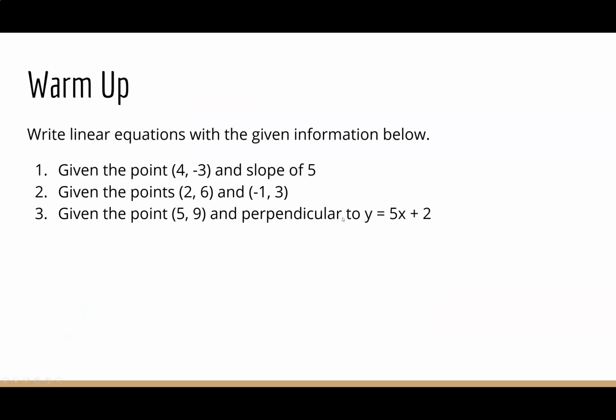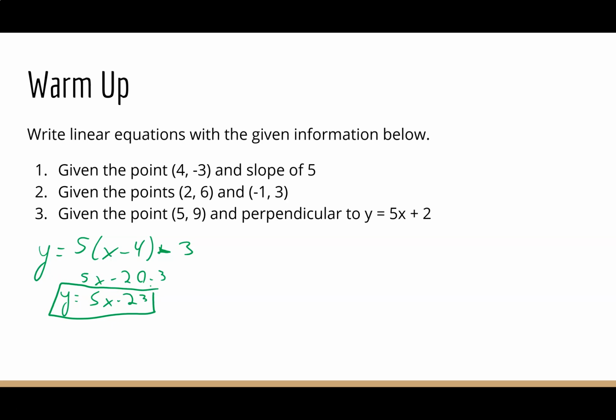First of all, let's go over a quick warm-up from the writing equations that we did during the last lesson. So write linear equations with the given information below. Given the point (4, -3) and slope of 5. So given a point and a slope, we jump straight to point-slope format or formula to get our slope-intercept form. So 5 on the outside, x minus 4 minus 3. So the x changes, the y does not. Distribute the 5, 5x minus 20 minus 3, 5x minus 23.